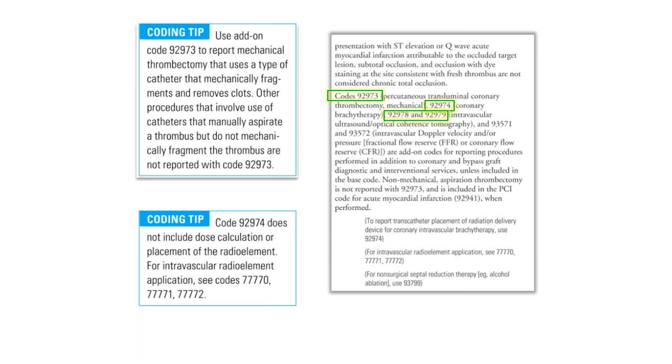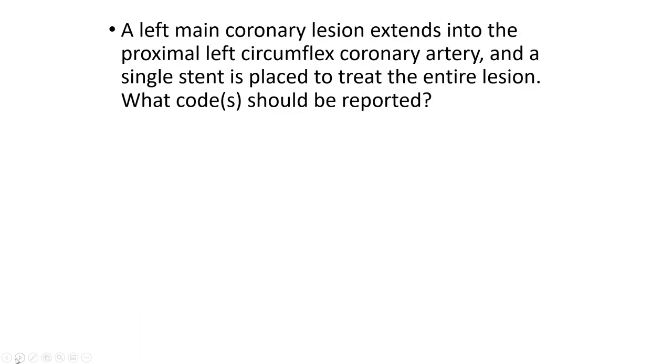So now, I know that was a lot of information, but let's walk through a scenario together and then look at the applicable DOT guidelines and start practicing how to implement this information. All right, a left main coronary lesion extends into the proximal left circumflex coronary artery and a single stent is placed to treat the entire lesion. What code should be reported?